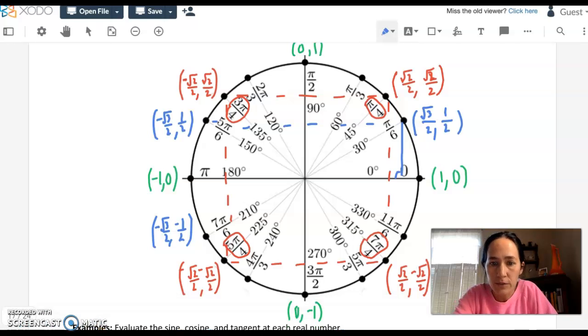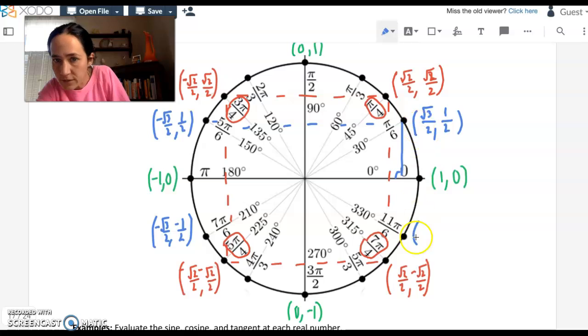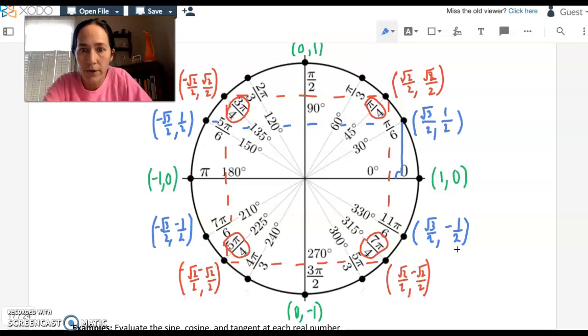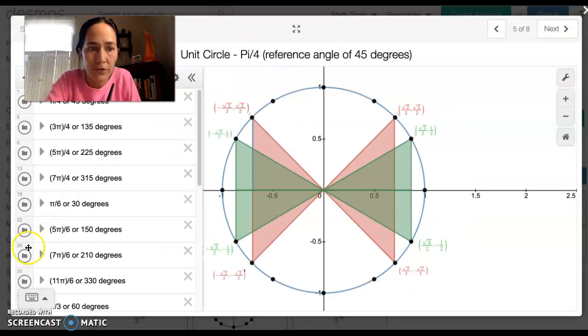And last but not least, what about 11 pi over 6? So that has the same reference angle as pi over 6, same x coordinate, same y coordinate that we've been copying down in blue this whole time, but you're positive on the x and you're negative for your y coordinate there. That leaves pi over 3 and all pi over 3 reference angles around the unit circle.